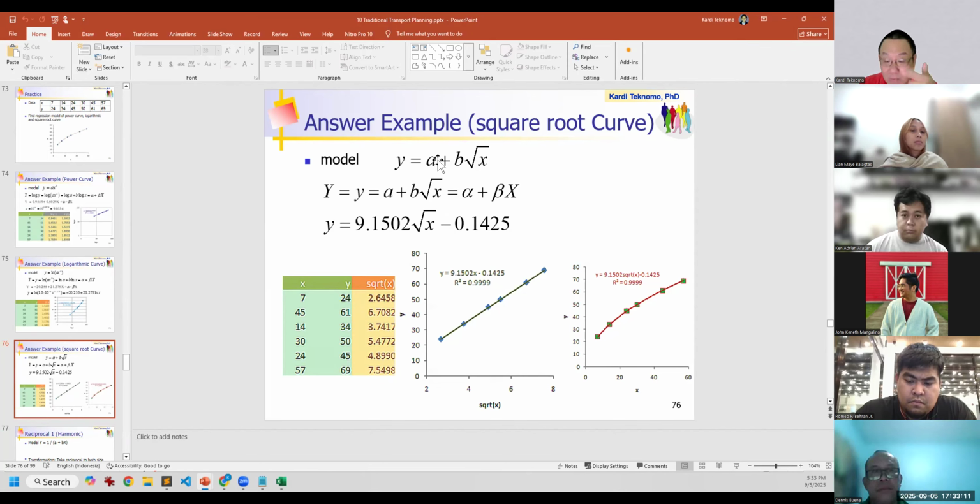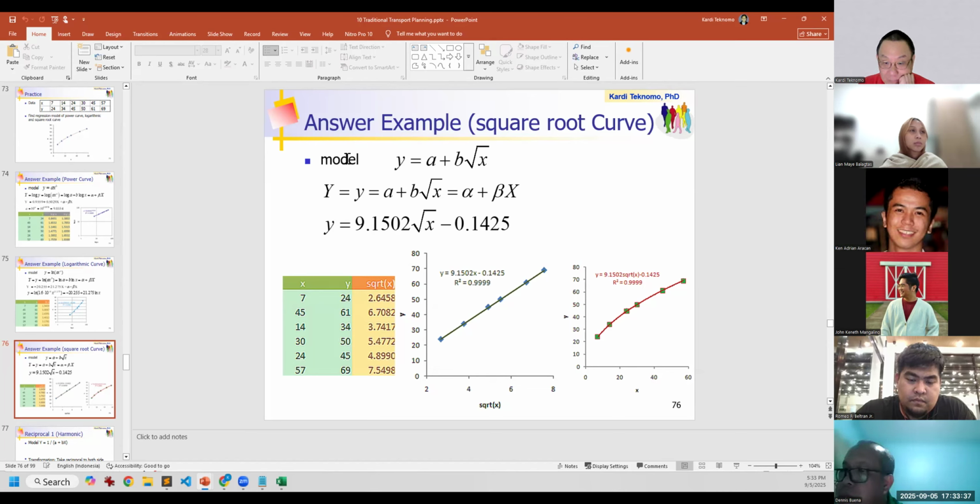Square root is not available in Excel, so you need to make it on your own. Can you follow this, or do you have any question, or is it unclear? The same thing.